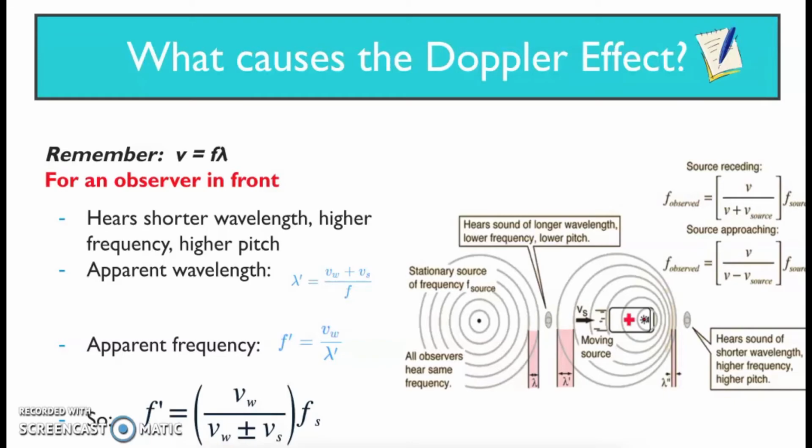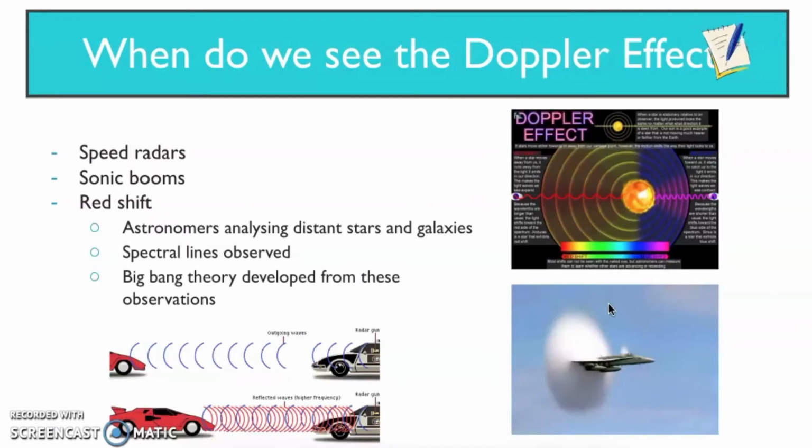We hear it most with sound, in terms of ambulances and cars driving past, all of that kind of stuff that we've done before. We also have it anywhere we have waves, and some common uses are speed guns and speed radars. They use the Doppler effect to work out whether you are going too fast. They talked about the redshift in that video before.